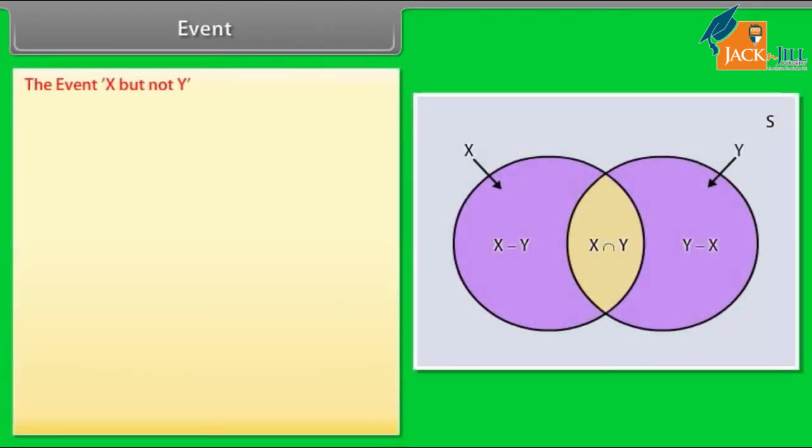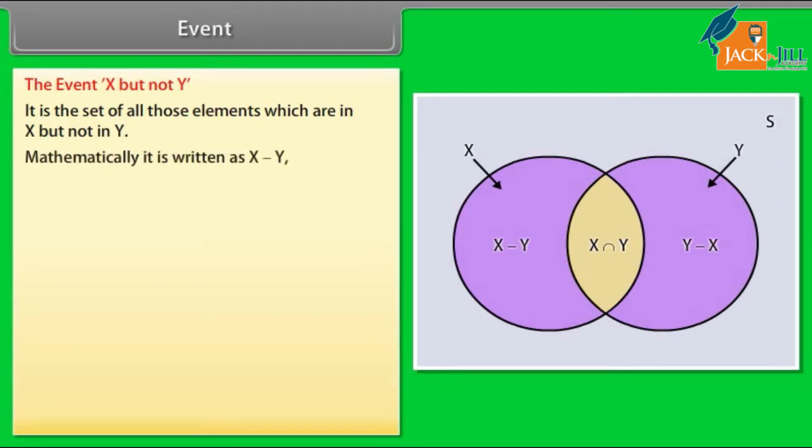The event X but not Y. It is the set of all those elements which are in X but not in Y. Mathematically, it is written as X minus Y, and X minus Y is equal to X intersection Y dash. To understand it, let's take an example.